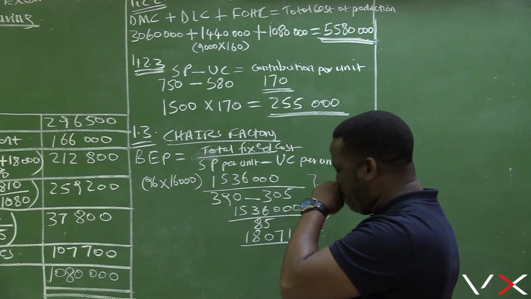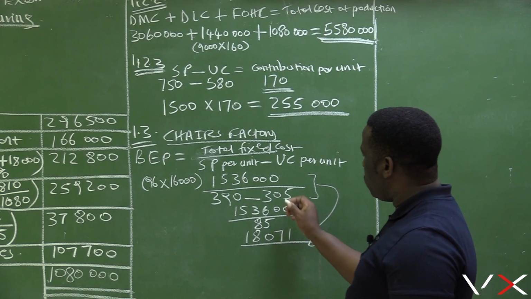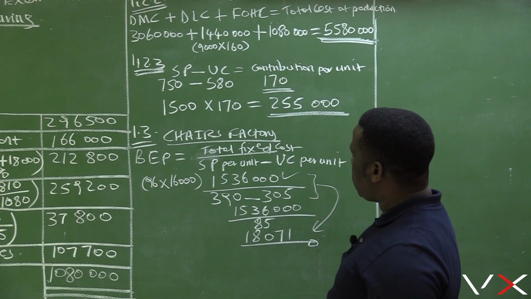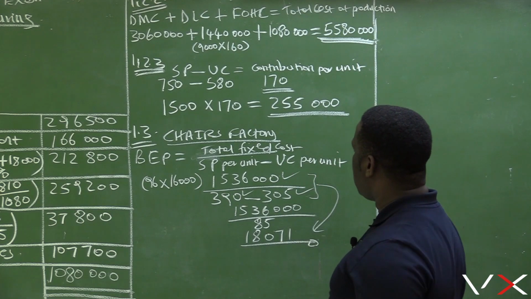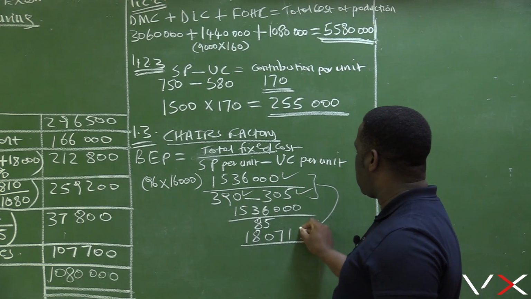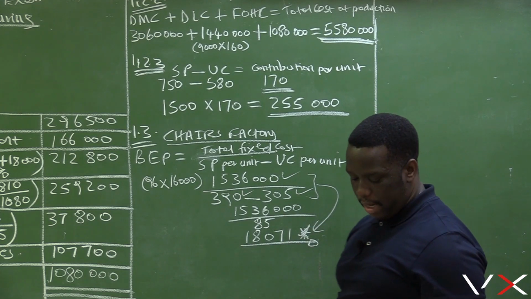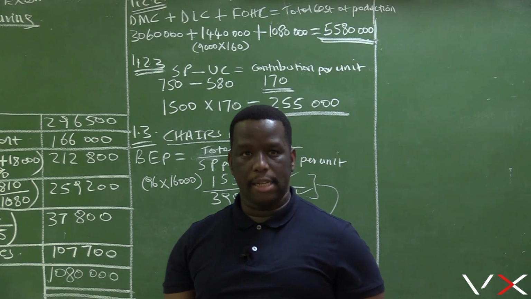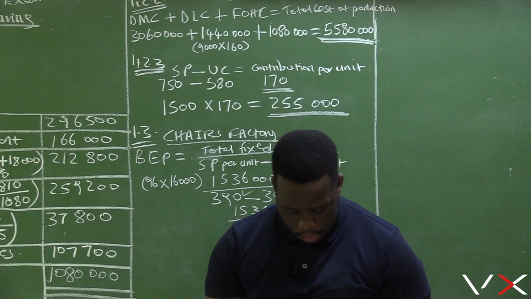Even when this is marked in the exam, marks will be allocated to your total fixed cost and your selling price per unit minus your variable cost per unit, but there will be no marks for the final answer, as the final answer was provided. The only thing required from us is to prove that the final answer is correct.